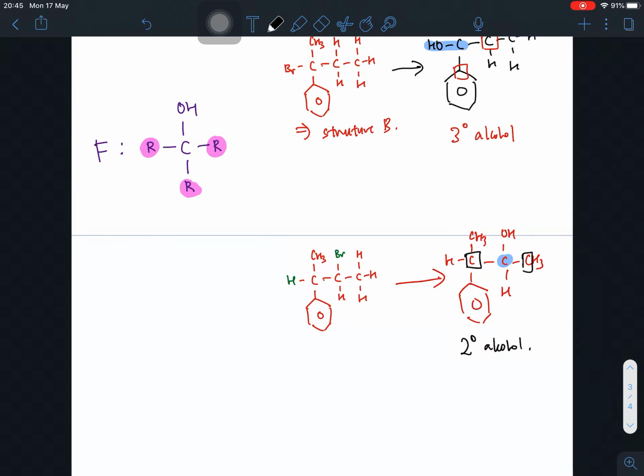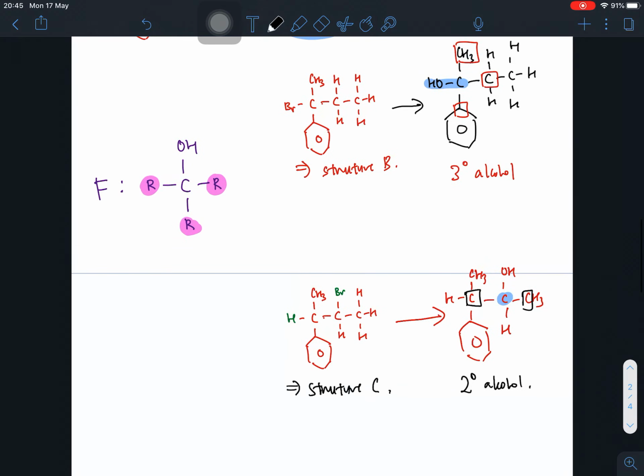So I said that one of them is B, one of them is C, meaning that I've already solved for this. This is structure C. And that would mean that compound F is solved. This is actually compound F, because B reacts with aqueous NaOH to form a tertiary alcohol, which is compound F. So we have solved for B, we have solved for C, we have solved for F.